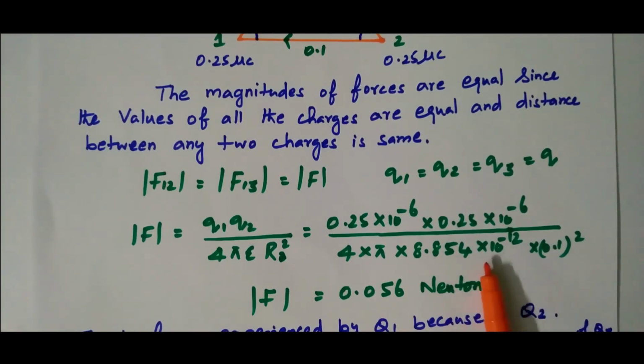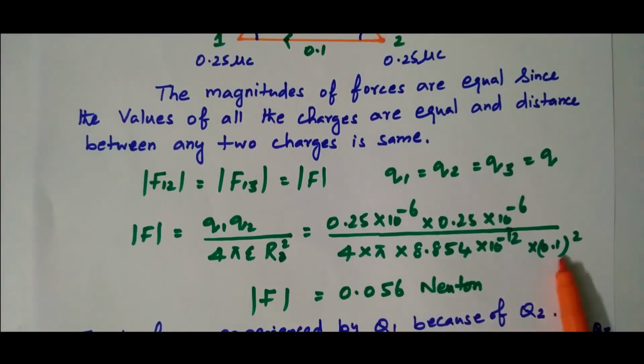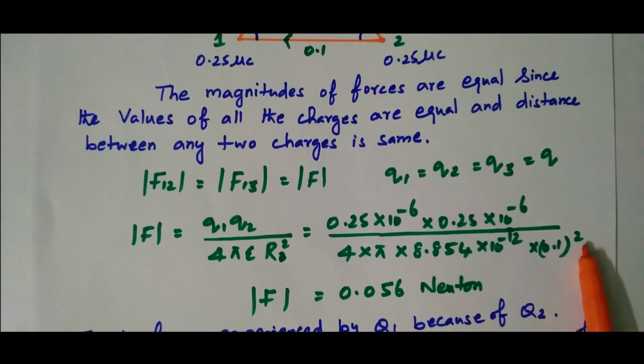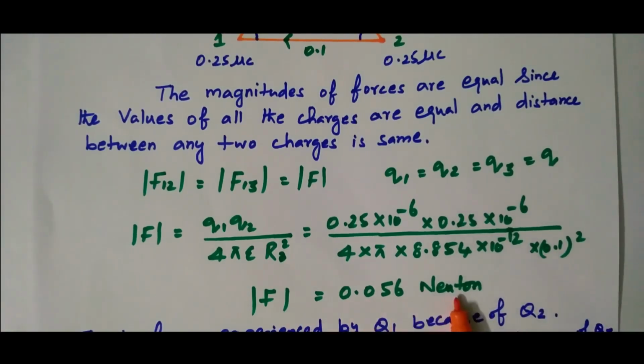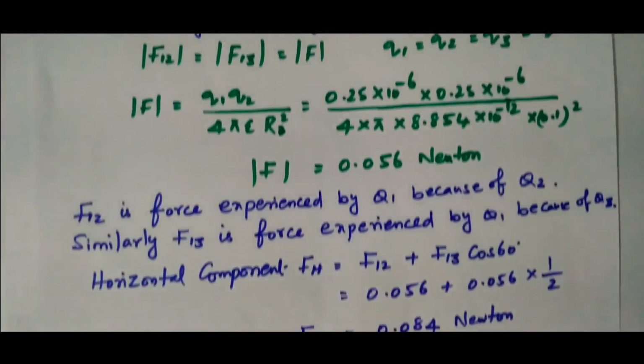The medium is not given, so epsilon r will be 1. We will take it as an air medium. Then the distance is 0.1, so 0.1 square. What we got is 0.056 Newton. Whether it is the horizontal or vertical component, due to equal charge and equal distance, the force between them is 0.056 Newton. Now we'll find the components one by one.